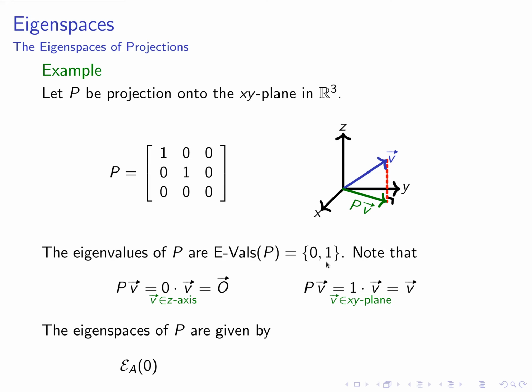So the eigenspaces can be explicitly described for this example. The eigenspace for this projection matrix, this A should say P, by the way, for lambda equals 0 consists of all of the vectors in the z-axis. And the eigenspace for this projection matrix, again this A should be P here, associated to lambda equals 1 is equal to all of the vectors in the xy plane.